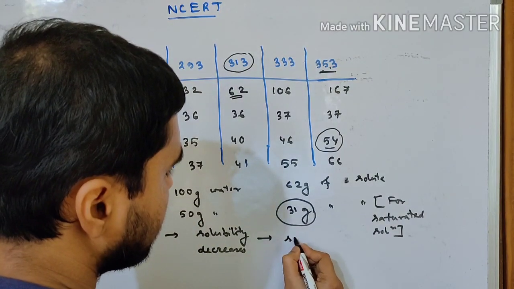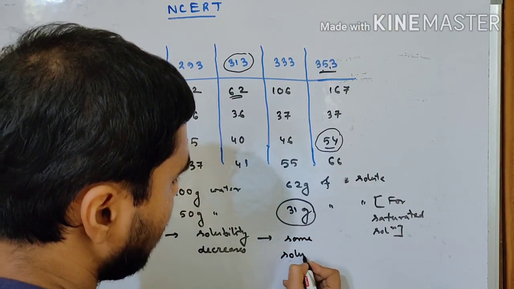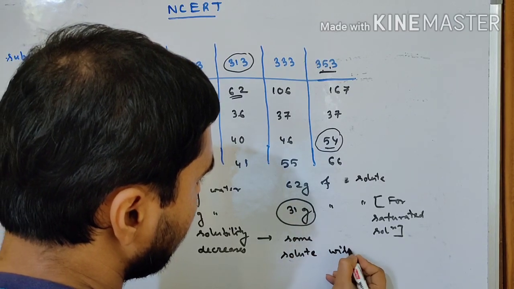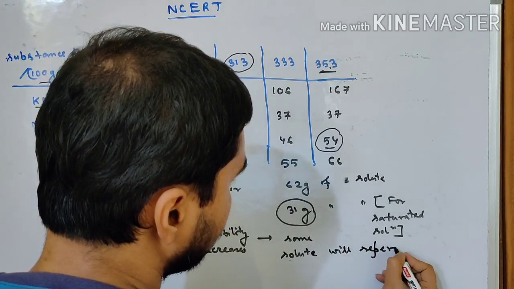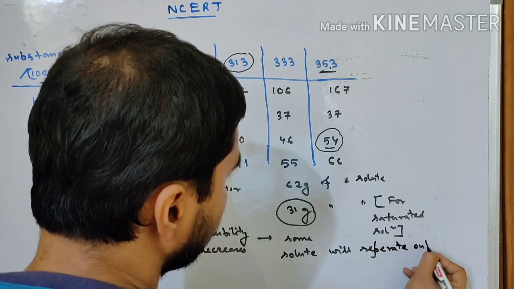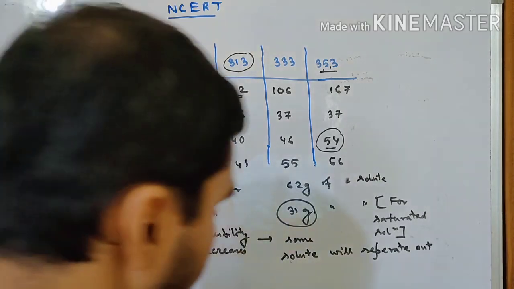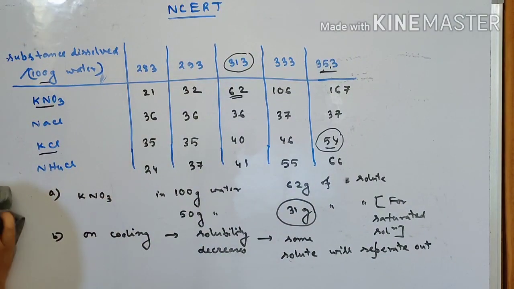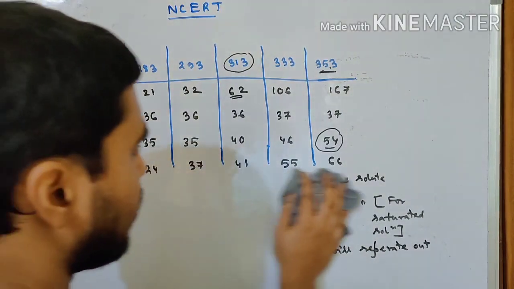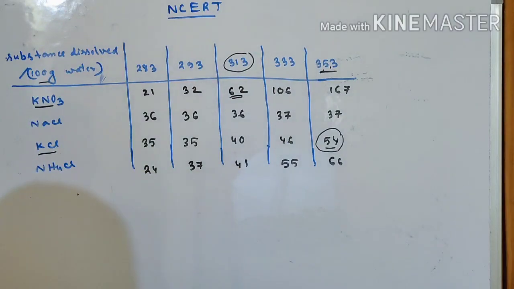So what will happen is, some solute will separate out. Some solute particles will be separated out. So this will be the answer of the first two. Now I am erasing these two. I hope you have written down. Then we are going to go for the next two questions.